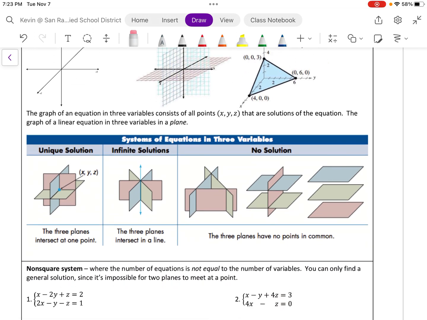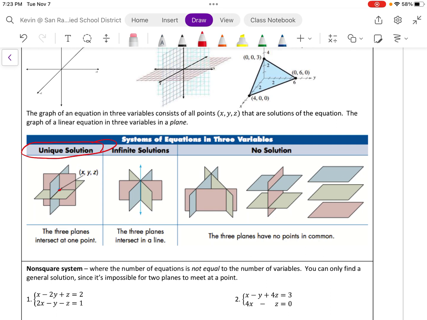Now, what we saw when we were solving equations is that if those three planes, and those three planes are created by the three variables, if they all intersect in one point, then that's when we have this unique solution. That's where we have our ordered triple, our x, y, and z. So the three planes intersect at one point, and that point has an x, y, and z value.